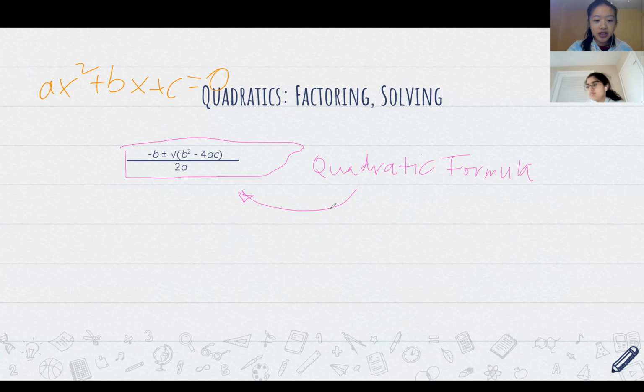So basically, if you can't factor something or you don't feel like factoring it, and you've tried a bunch of other stuff to solve the quadratic but you still can't figure out what to do, then this is what you do. You use the quadratic formula. And so this basically gives you the values of x which satisfy that equation.